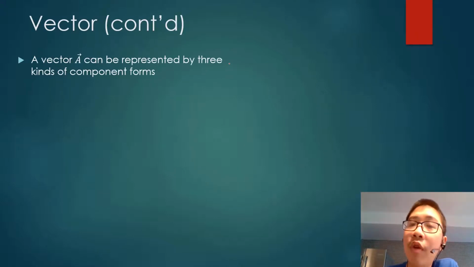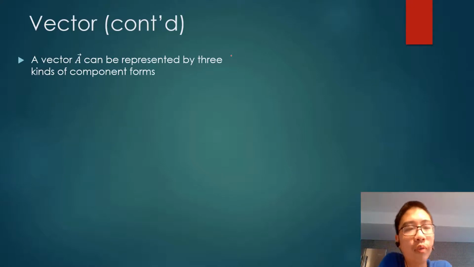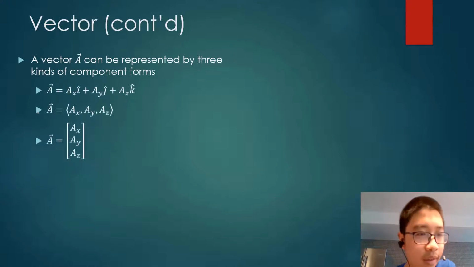A vector A can be represented by 3 kinds of component forms because we can break up a vector into different components. In 3-dimensional space, we typically break up a vector into 3 components. We have x component AX, y component AY, and z component AZ. So this form is called unit vector form because we have all unit vectors I hat, j hat, and k hat.